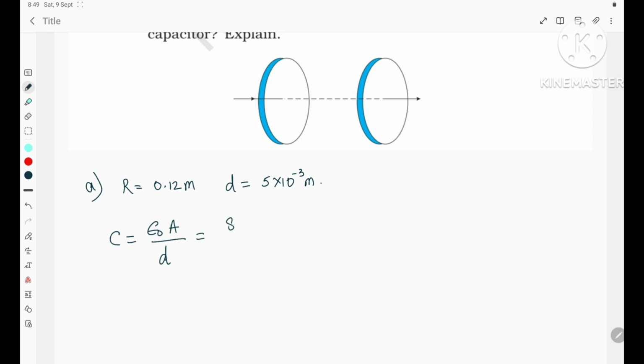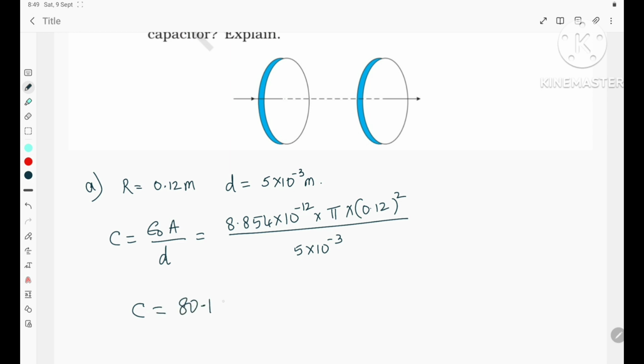Yes, what is epsilon naught value? 8.854 into 10 to the power minus 12 into pi into 0.12 the whole square divided by 5 into 10 to the power minus 3, right? So when you calculate this, we are getting the value to be 80.1 into 10 to the power of minus 12 farad, or we can also write it as 80.1 picofarad, right? So this is the value of capacitance.